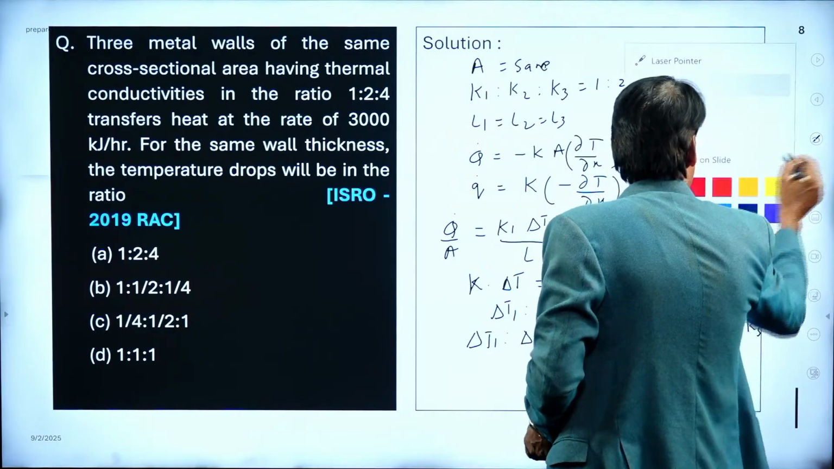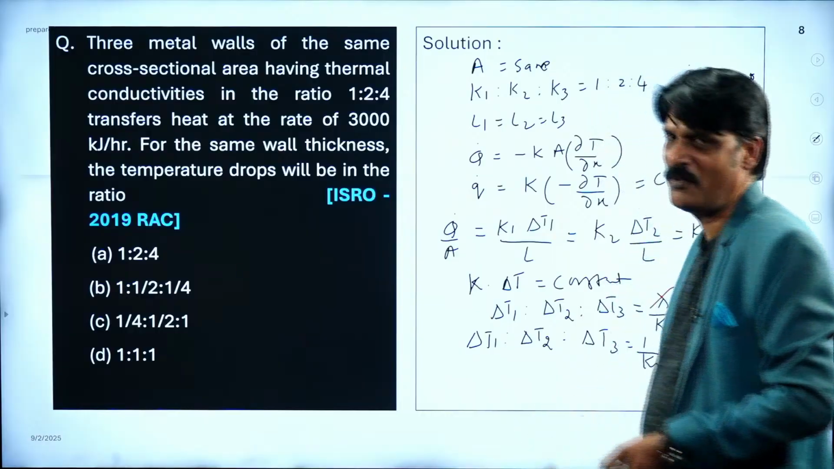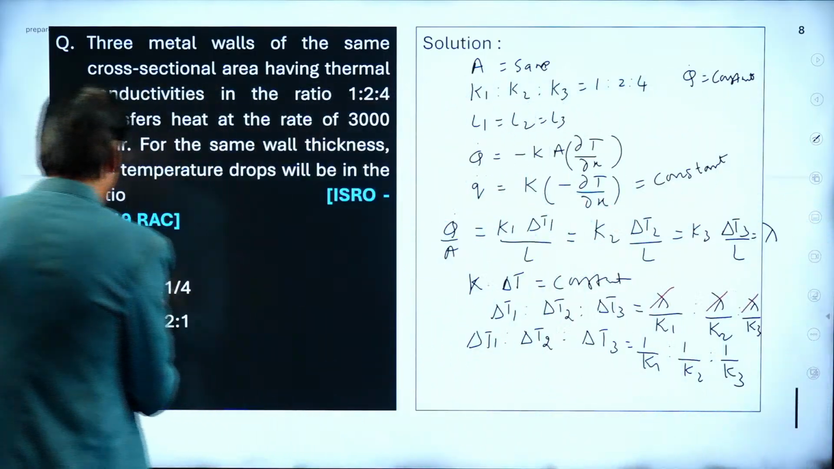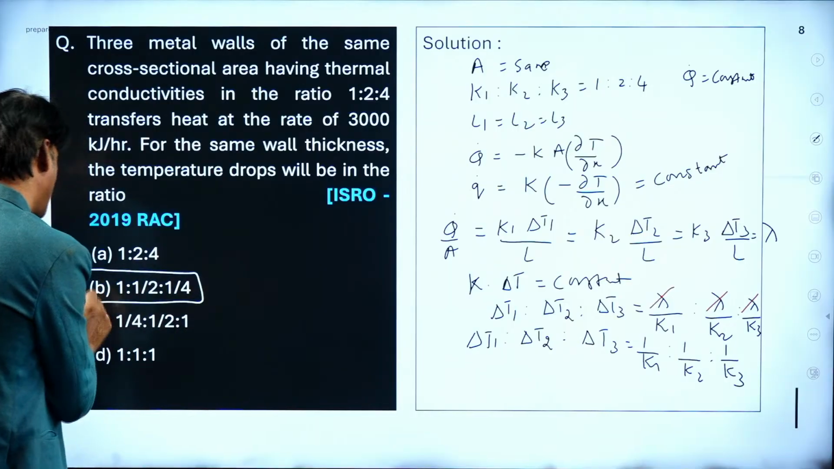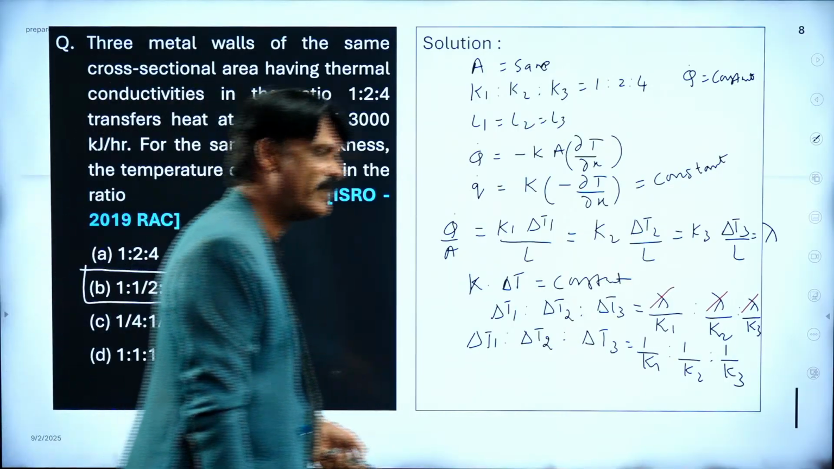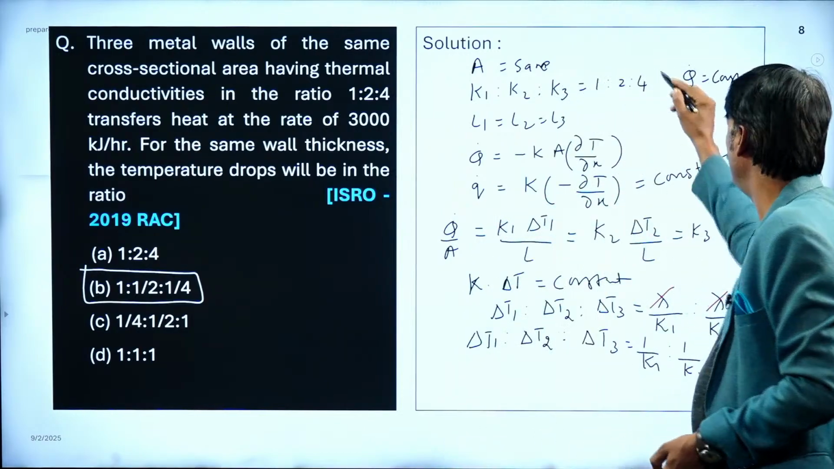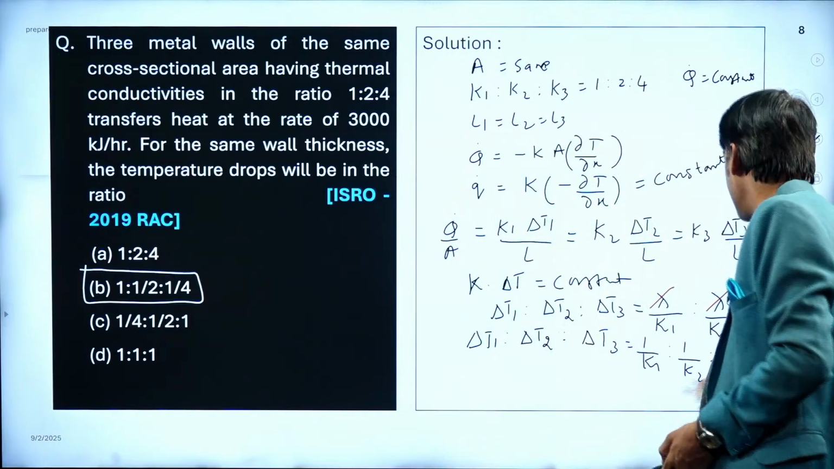And the best answer that suits is basically 4 is to 2 is to 1, but he has given it in the regular form. I can write it as 1 is to 1 by 2 is to 1 by 4. This is the answer.